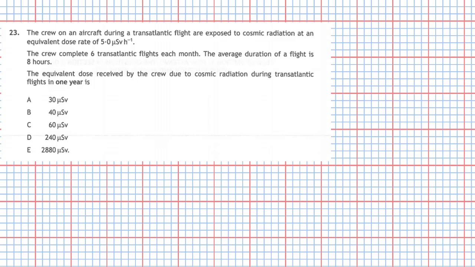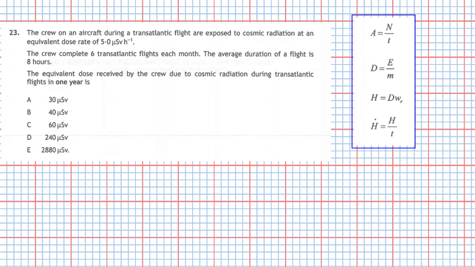and you're given your options. Go to the relationship sheets, and the equation we're going to use is that bottom one. It's the equivalent dose rate. Remember, H dot is the rate of something. In this case, it's the equivalent dose rate, and that's equal to the equivalent dose divided by the time. So starting from that equation, we can work our way through all the times.